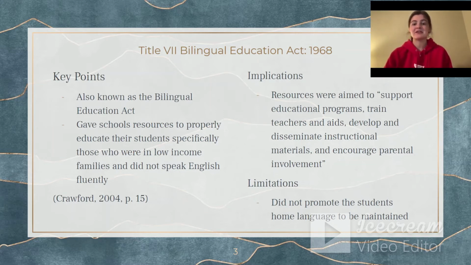The biggest limitation of this act was the fact that it was not meant to support bilingual students. Instead, it was actually focused on fully integrating every student to become fully English speakers and mimic American culture. Often, this meant that maintaining the student's home language and home culture was not supported.